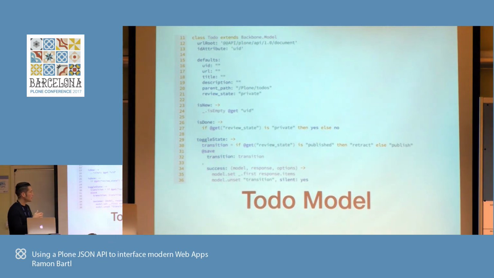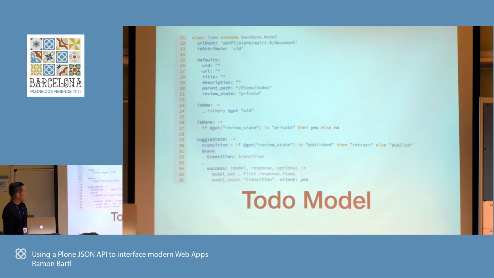This is how such a to-do model looks like. This is CoffeeScript, by the way. This compiles to JavaScript. I don't know if you know that. So it's a little bit easier JavaScript. Yeah, you have a Backbone model here, and the only thing you need to do is to specify the URL route, and there you see, hey, that's the Plone JSON API core route, and then document. Some sane defaults, for instance, the parent path I specified as Plone to-dos because I only want to have my to-dos in this to-dos folder.